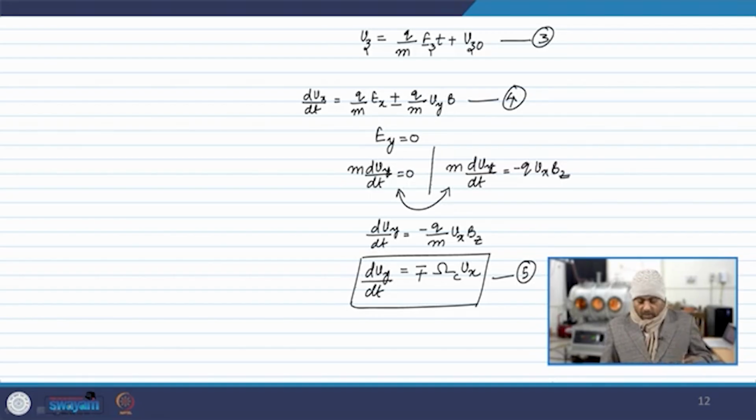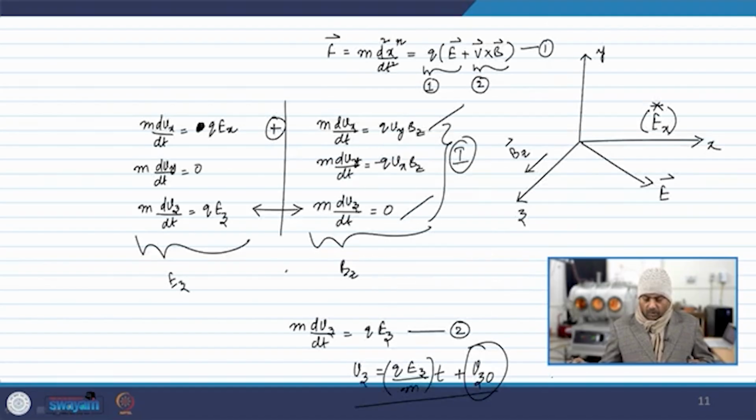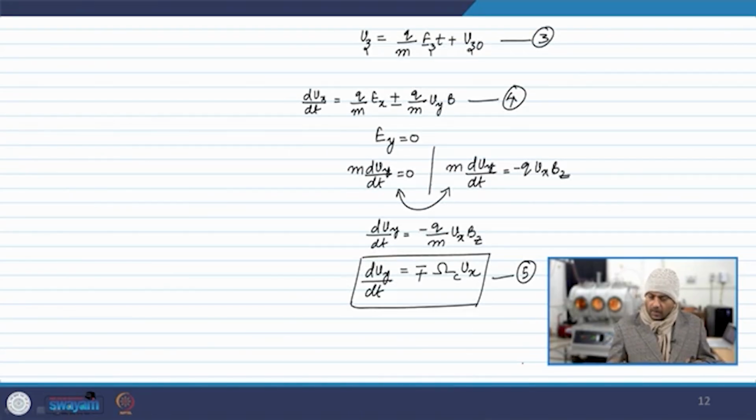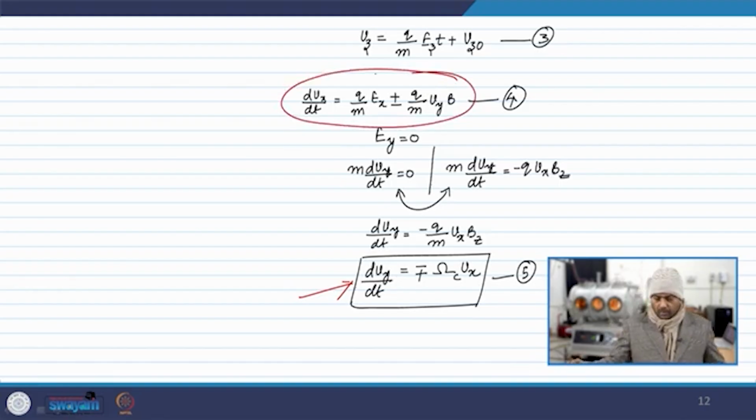So, the equations which are representative of the charged particle's movement, what are those equations? This one, and then this one, and this one, right. So, can we write them together so that we can easily understand?